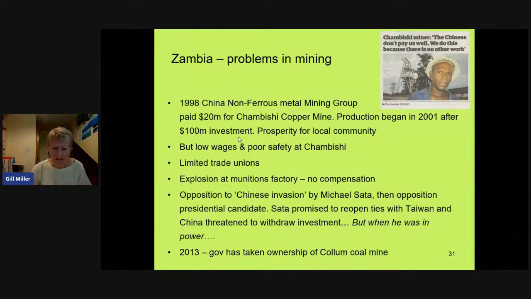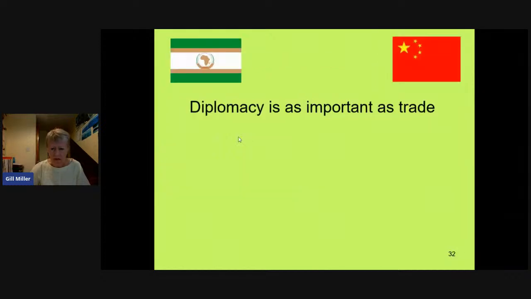Back to the politics and the diplomacy again. So let's just move on very quickly, because I'm looking at the time and thinking about diplomacy. It is as important as trade.